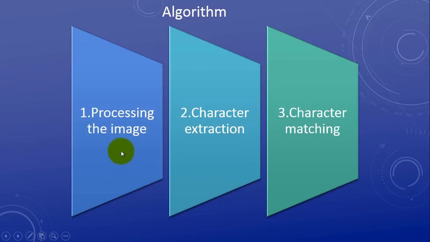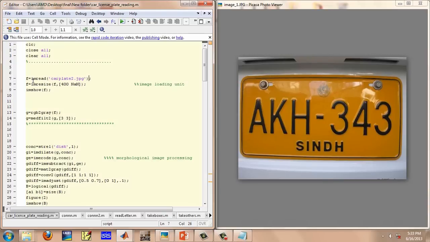First, we have to process the image. Then we have to extract the characters, and then finally we have to match the characters with the previously saved templates. At first we have to read the image. We do this with the imread function here, and then we resize the image with the imresize function here. The important thing is we have to write the name of the image inside this imread function.